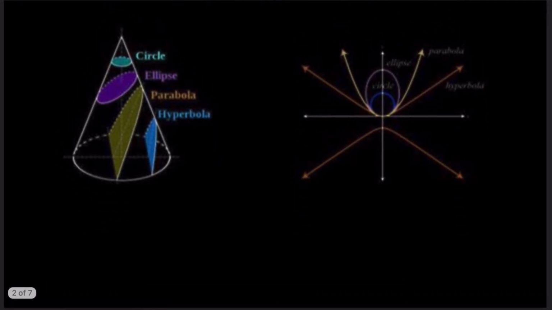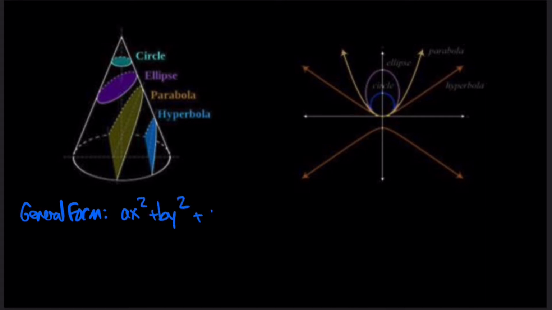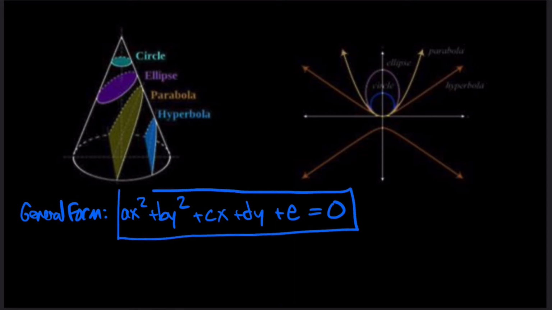Now, one thing we do need to know is something called general form. General form of a conic section looks like this: ax squared plus by squared plus cx plus dy plus e equals 0. Now, all conic sections have this form. What determines the type of conic section? The value of a and b.